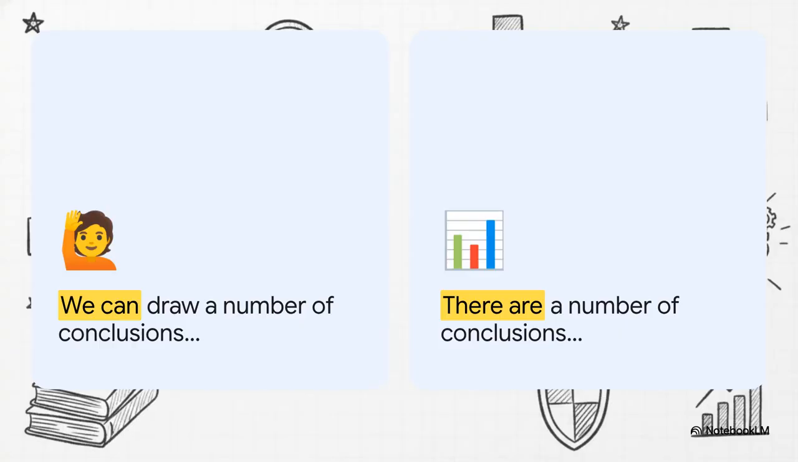Just compare these two. "We can draw a number of conclusions" is a bit amateur sounding, right? I mean, who exactly is "we"? It's super vague. But the upgraded version, "there are a number of conclusions that can be drawn," lets the evidence speak entirely for itself. It tells your reader that these conclusions exist inherently in the data, regardless of who's looking at them.